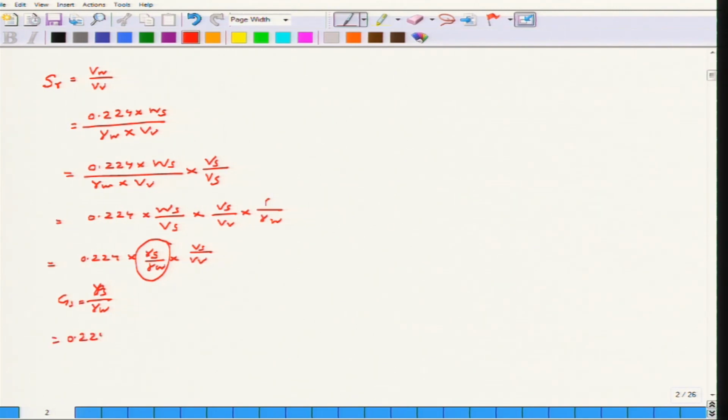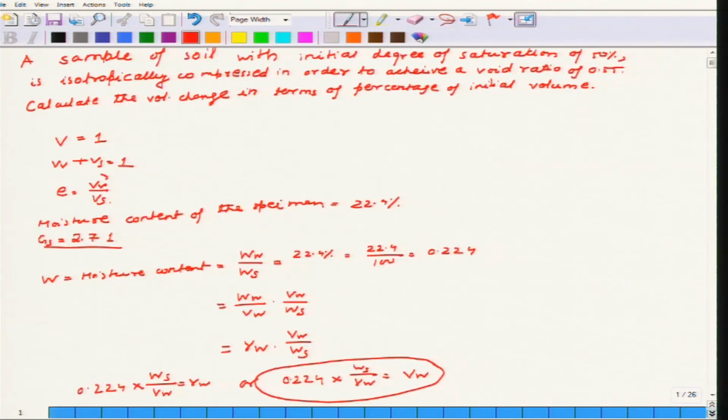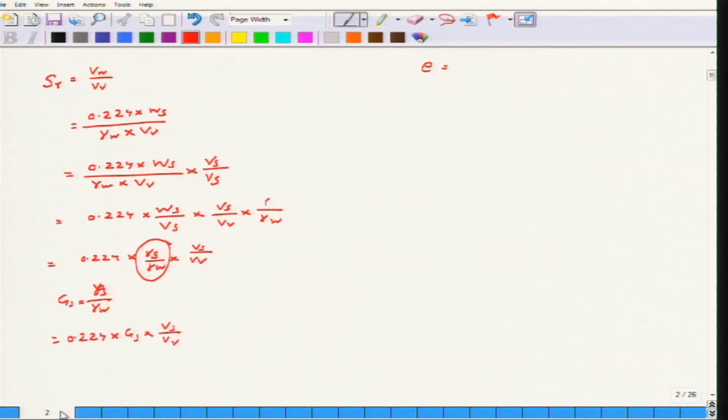So, 0.224 into Gs into Vs by Vv. Now, if we remember correctly, E can be written in the first part. We wrote that E is nothing but Vv by Vs. So, E has also come in our calculation. So, now we get that Sr is equal to 0.224 into Gs by E. From here we get that Sr is equal to 0.224 into 2.71 by E, which basically gives 0.607 by E.